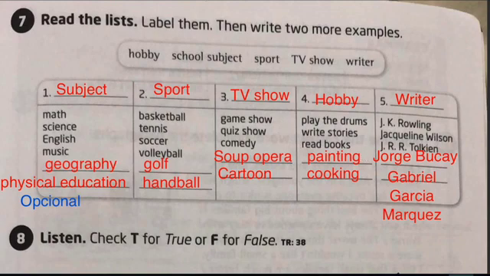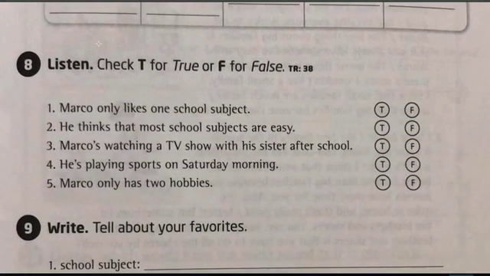Very good. Now let's pass to the number 8. In number 8 we have a listening, okay? We have to do this with audio. As you can see, you can find the audio. The audio is the 38, okay? It says listen, check T for true or F for false, okay? We have to listen, we can read, and then we have to listen if it's true or false, okay?